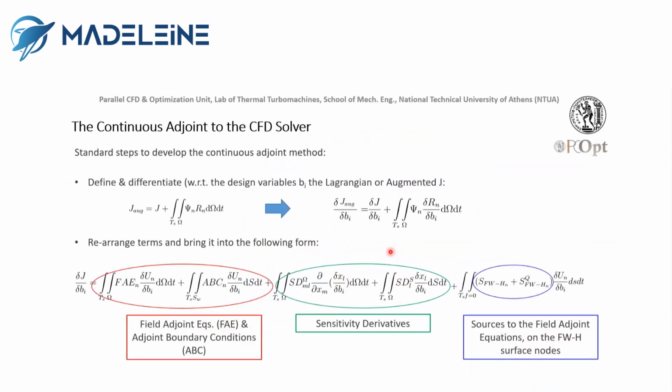The development of the continuous adjoint is the standard one. We define the augmented objective function and differentiate it with respect to the design variables b. The difference in the case of acoustics is that the field adjoint equations have additional source terms on the Ffowcs Williams-Hawkings surface nodes. These terms result from the differentiation of the acoustic analogy. Though not shown in this slide, the continuous adjoint solver includes the adjoint to the Spalart-Allmaras turbulence model and the adjoint to the eikonal equation computing distances to the wall.